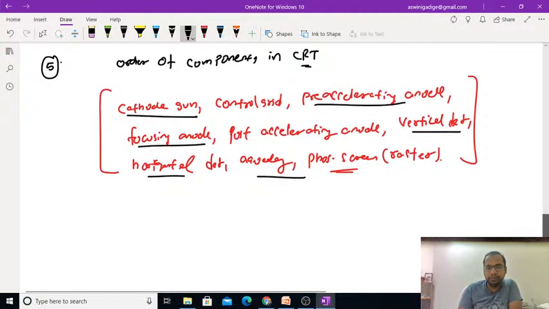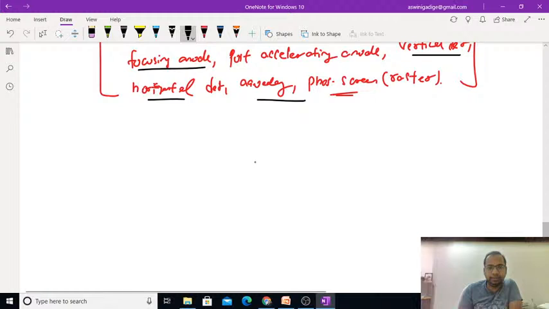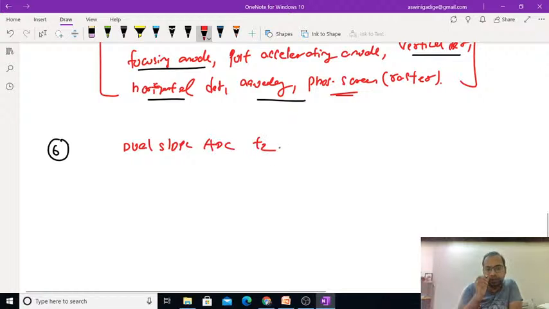And next, coming to the sixth one. It is based upon the dual slope ADC. Based on the dual slope ADC, one question is given to find out the time t2.